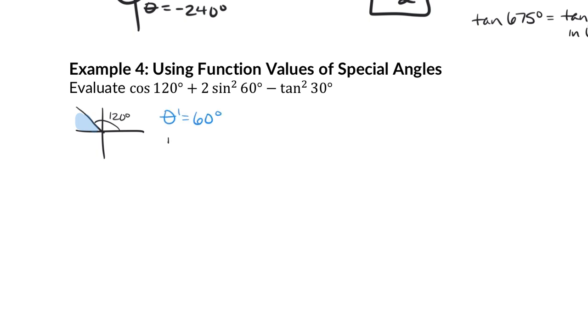So instead of doing cosine of 120, I can do the cosine of 60 degrees as long as I remember it's in quadrant 2. What is the cosine of 60 degrees? Look at that table. 1/2. In quadrant 2, is cosine going to be positive or negative? Negative. So we know that the first little bit, cosine of 120, is negative 1/2.